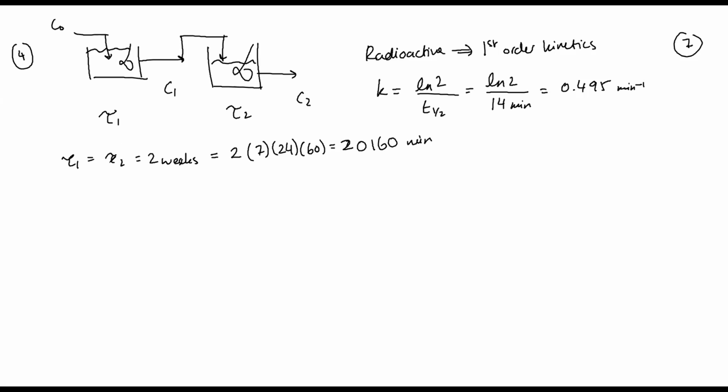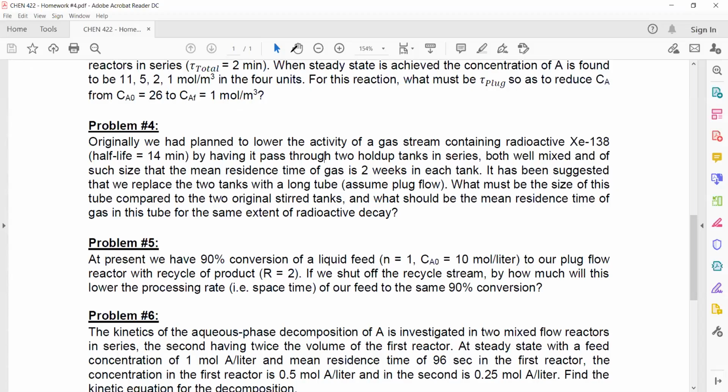And what am I looking for actually? What does the problem want us to do? Let's go back to the problem. Forgot already. It has been suggested that we replace the 2 tanks with a long tube. What must be the size of this tube compared to the 2 original stirred tanks? And what should be the mean residence time of gas in this tube for the same extent of radioactive decay?